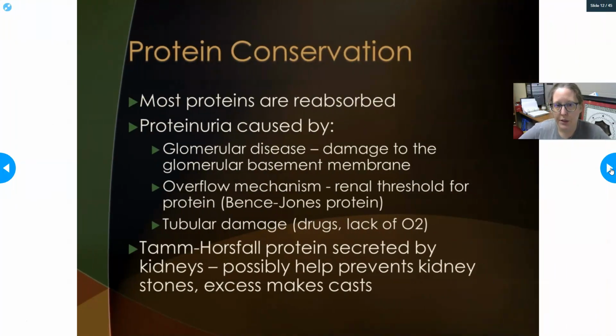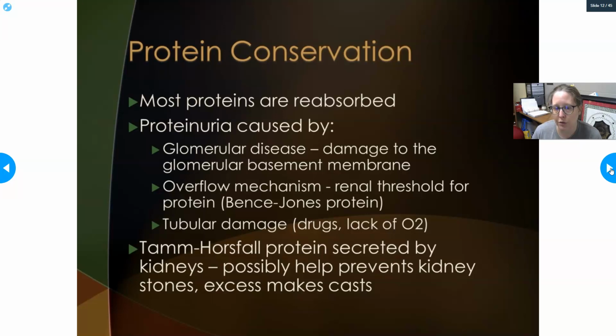All right, a little bit on protein conservation. Most proteins, if they're too big, are not filtered, and if they're small enough, like an amino acid or something, they're filtered and then reabsorbed. So when we see proteinuria, meaning protein actually showing up in the urine, we can suspect glomerular disease because there's damage to the glomerular basement membrane.